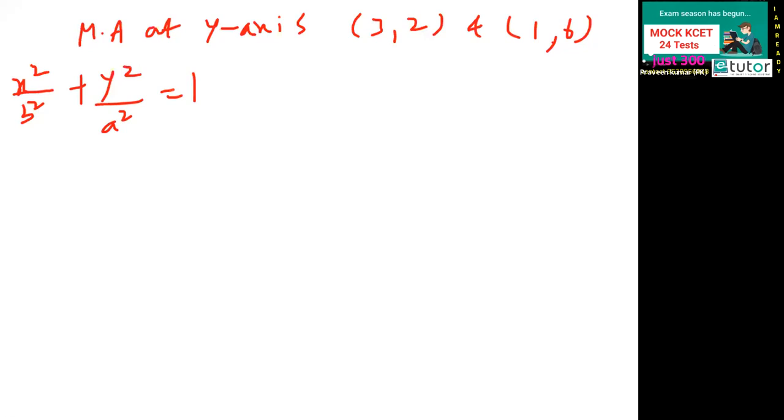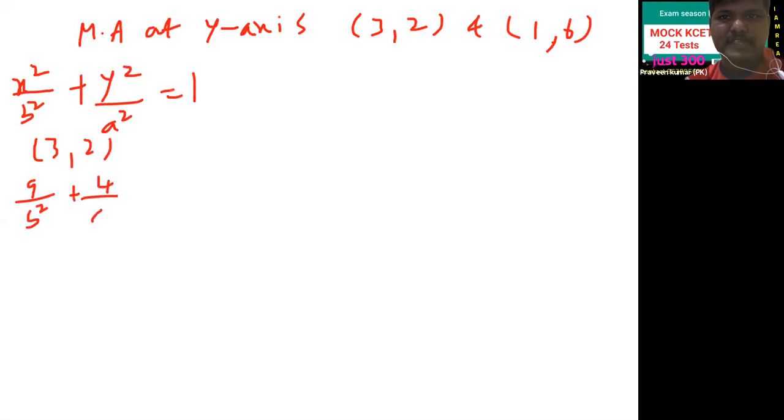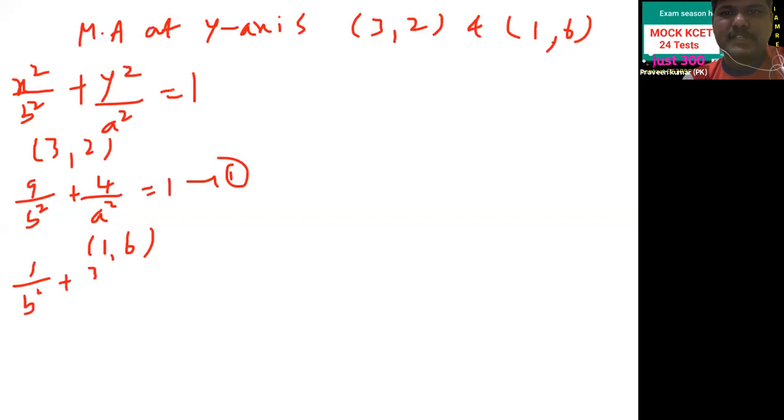Any answers, anyone? B square is 40, yeah? Good. If you substitute 3 comma 2, what answer will you get, my dear students? 3 square 9 by b square plus 4 by a square equal to 1. This is equation 1. If you substitute 1 comma 6, what will you get? 1 by b square plus 36 by a square is 1. This is equation 2.